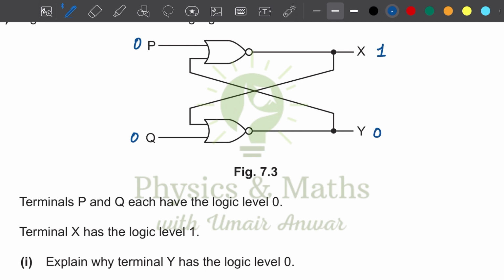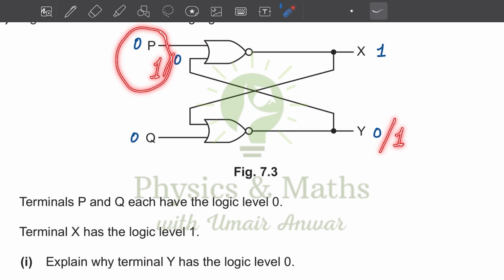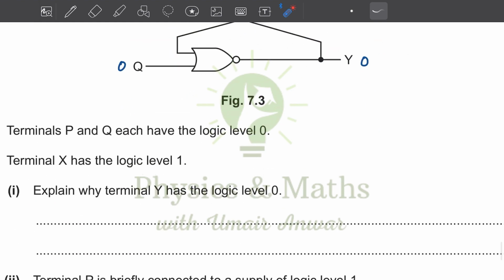because when Y becomes 0 and it becomes an input to the upper NOR gate, the output would become 1. And if it is not 0, for example, it is at 1, then 0 and 1 would give us the output as 0. So it cannot be 1 unless Y is at 0. So both the inputs for the upper NOR gate become 0 and the output becomes 1.